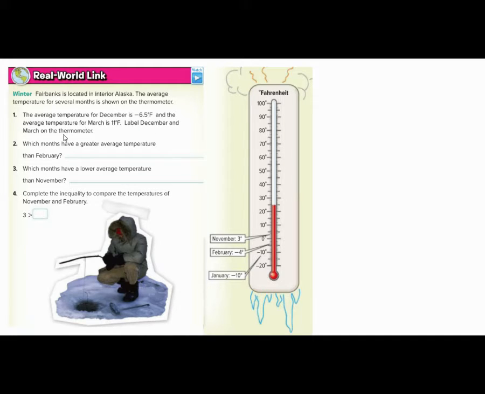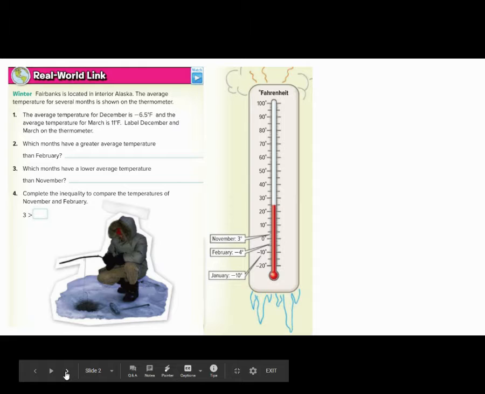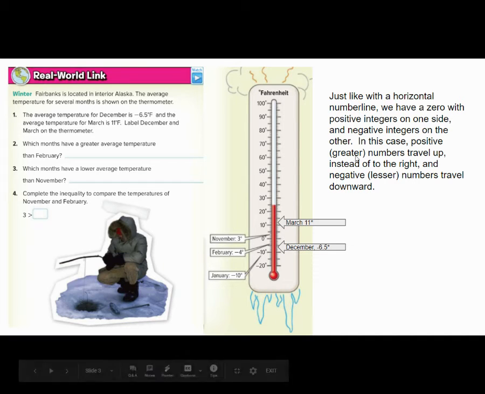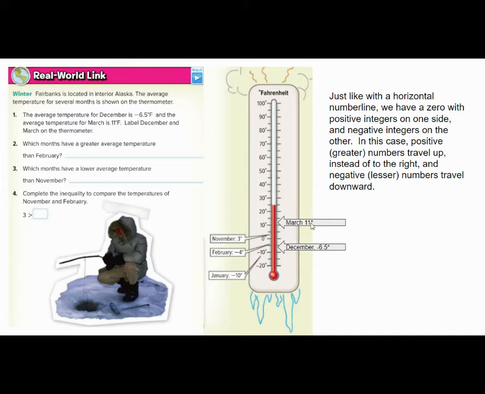So go ahead, stop the video, and I would like you to label your thermometer with December and March's temperatures. Go ahead and pause the video, and we'll check it in just a second. All right, so your thermometer should now look something like this. So we've got March here at 11 degrees, and we have December pointing at negative 6.5 degrees.